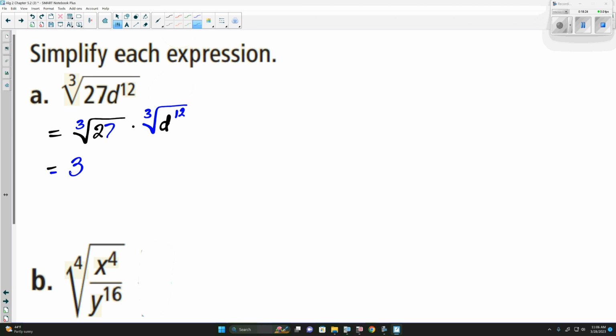Now the cubed root of d to the 12th. Now we can rewrite this as a fractional exponent and then simplify it from there. Now the numerator of this is going to be the exponent attached to the variable, which is 12, over the root, which is 3. 12 over 3 reduces to 4, or 4 over 1. So it simplifies to 3d to the 4th.